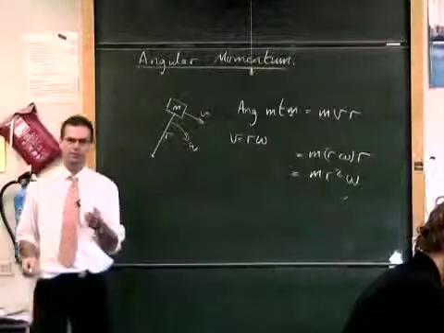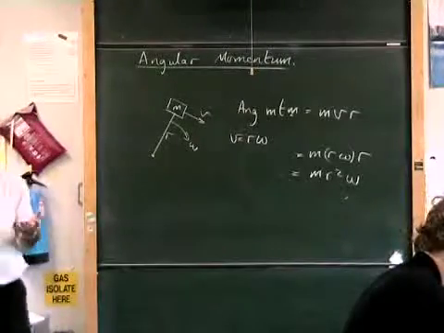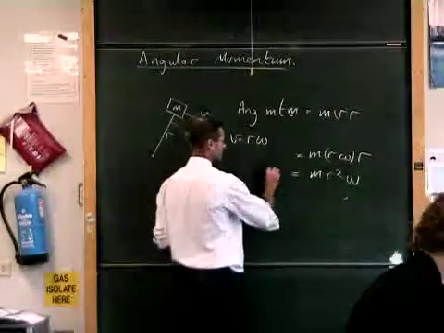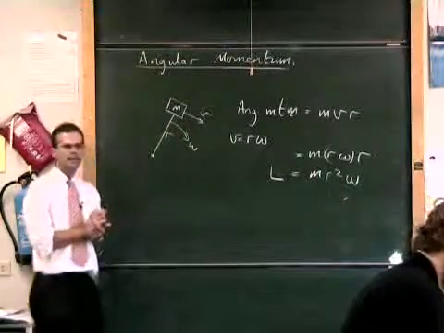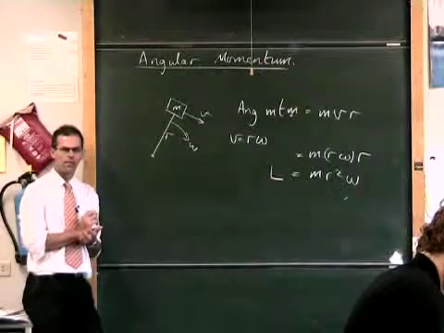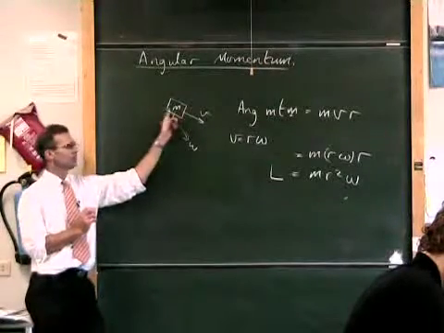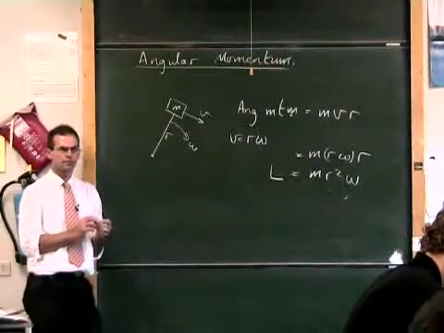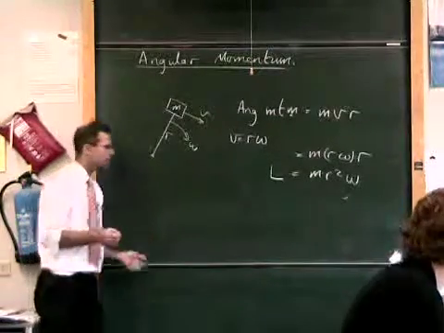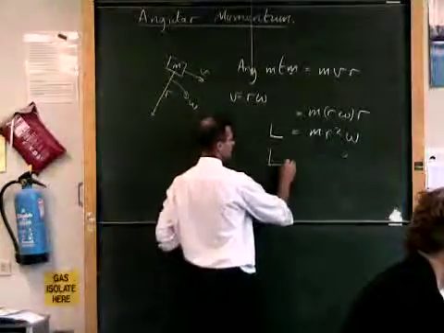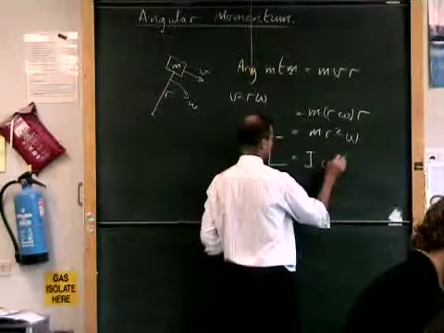Angular momentum has got a symbol capital L. It's just the letter that they use. So the angular momentum is mr squared omega. Mr squared, that sounds familiar, for a particle of mass m rotating radius r. How's that familiar? Okay, so we've got moment of inertia. So L is actually equal to I omega.